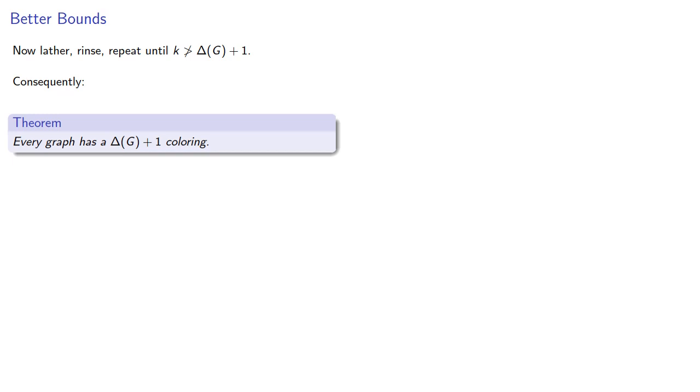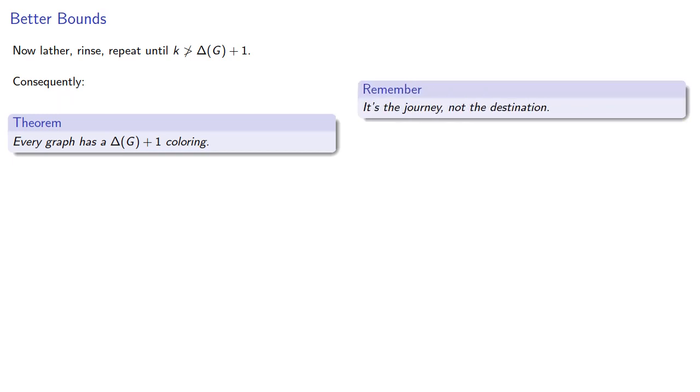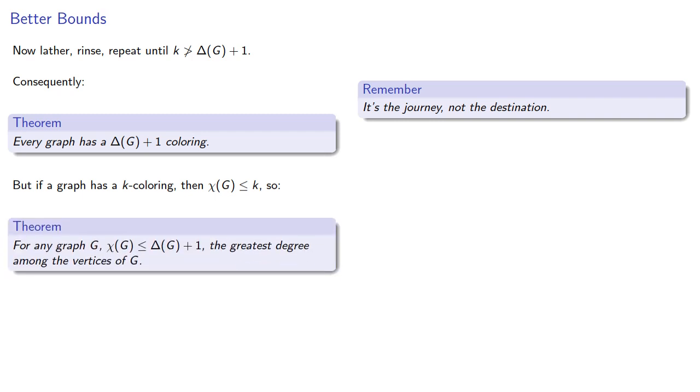While that wasn't what we wanted to prove, remember, it's the journey, not the destination, and we did find something useful. Now to finish our journey, we note that if a graph has a k-coloring, then the chromatic number has to be less than or equal to k, and so there's our theorem that any graph G has a chromatic number less than or equal to the greatest degree plus 1.